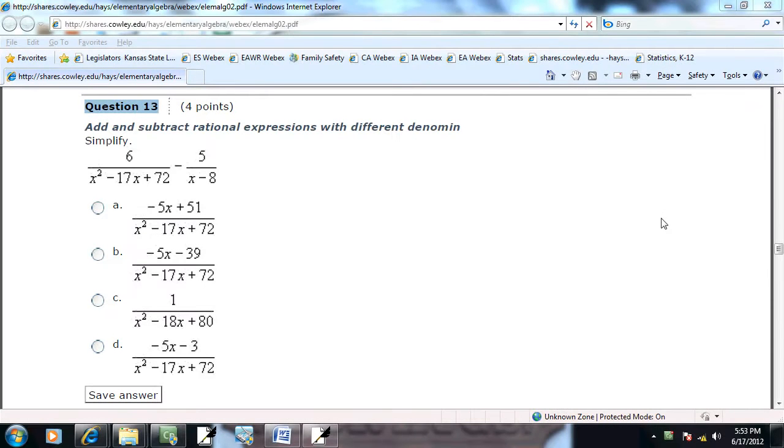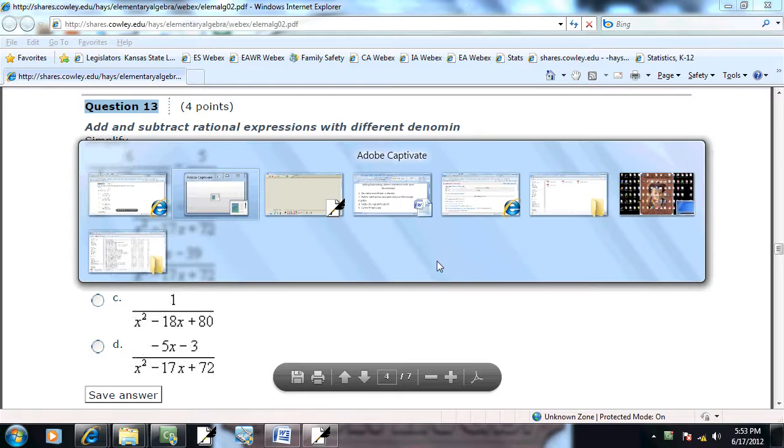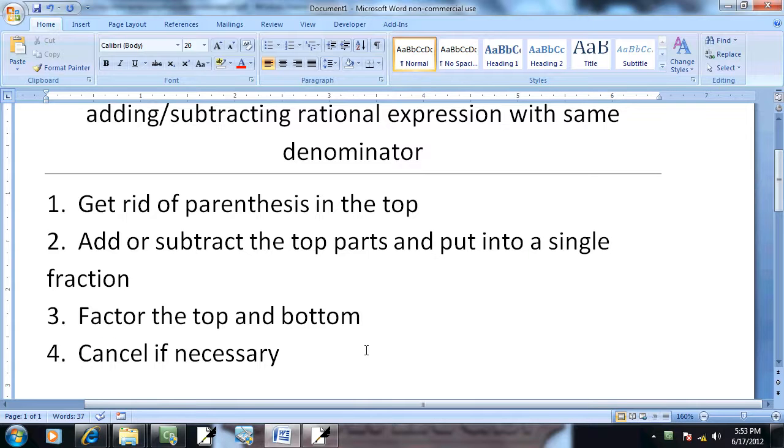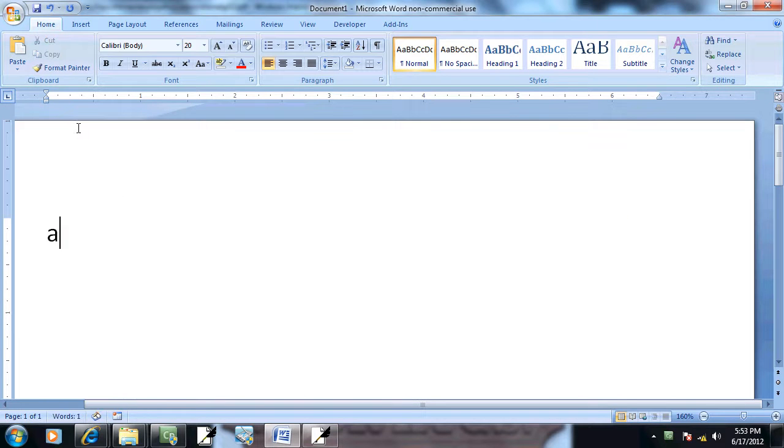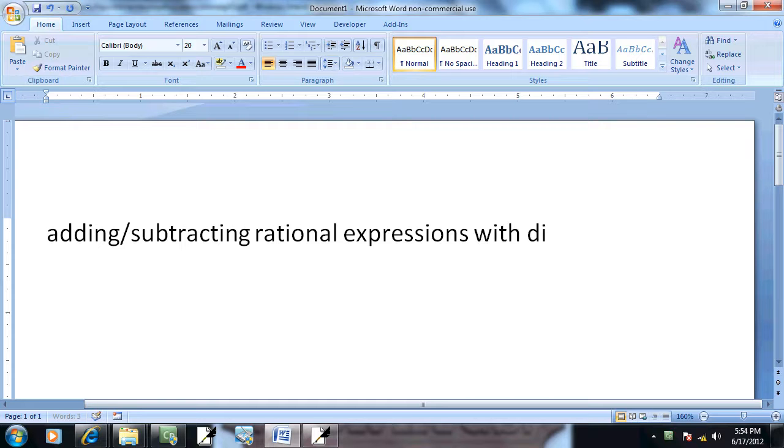Let's take a look at question number 13. We want to add and subtract rational expressions with different denominators. So let's refresh our memory on the steps on that. Adding, subtracting rational expressions with different denominators.